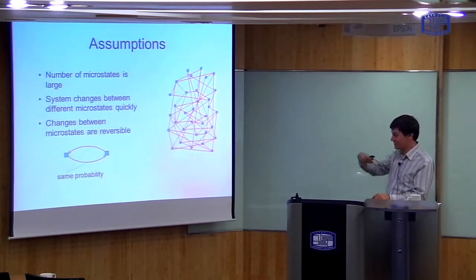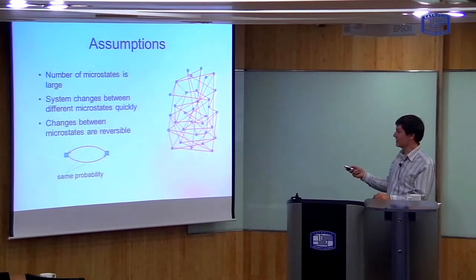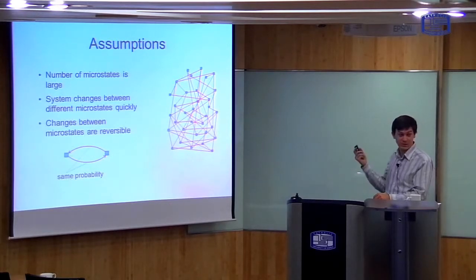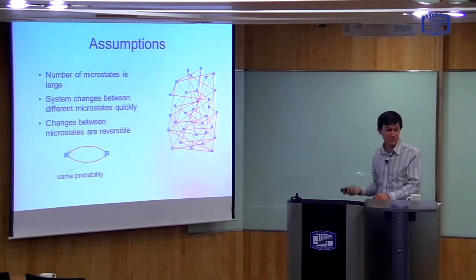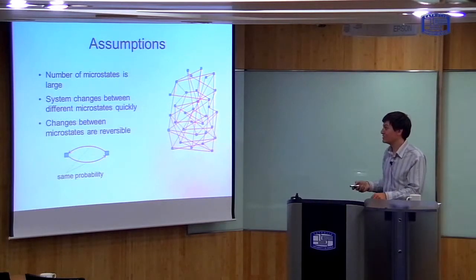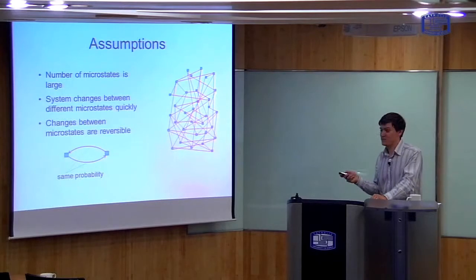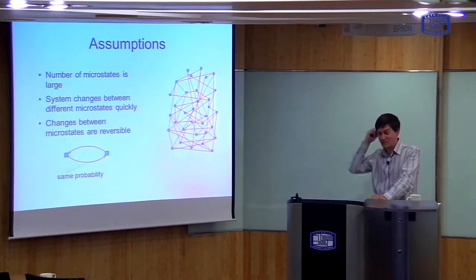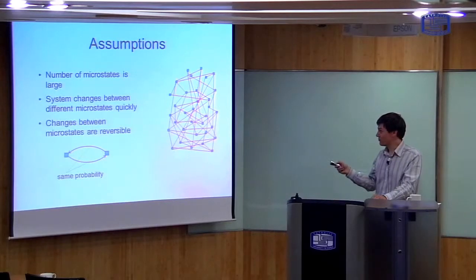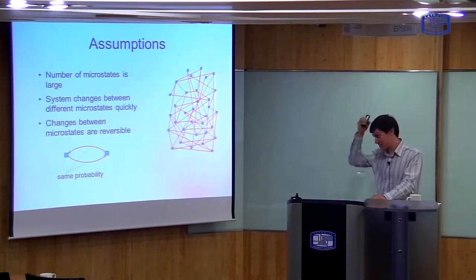Then, as time goes forward, the system changes microstates. So each time there's a collision in the gas, you change microstates. You move around this network. And we assume that this happens very fast. So in a gas, the number of collisions is very, very large. There are millions and millions of collisions every second in a gas. So you go through these microstates very, very quickly indeed. The scattering is very fast.